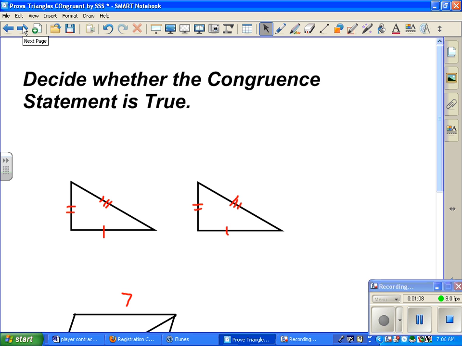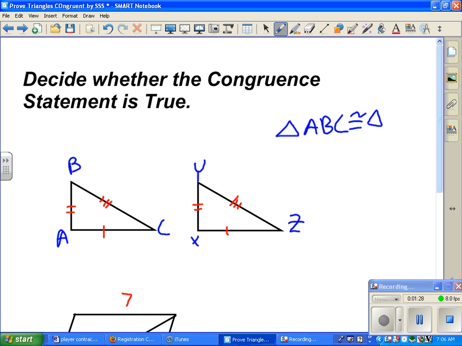Decide whether the congruence statement is true. So let's put letters here. Let's go A, B, C, X, Y, Z. Are those two triangles congruent? And if so, how do we say it? Well, we say triangle A, B, C is congruent to triangle X, Y, Z by side, side, side, because all the corresponding sides are congruent. They all equal the same thing.